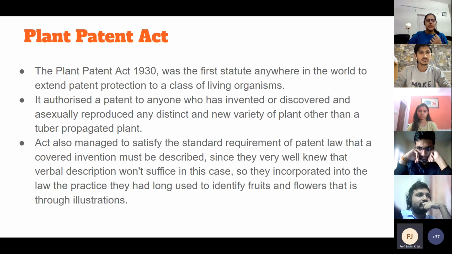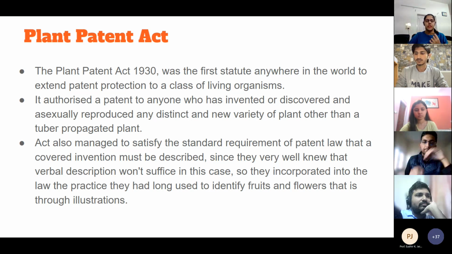The PPA 1930 was the first statute anywhere in the world to extend patent protection to a class of living organisms. It authorized a patent to anyone who has invented or discovered and asexually reproduced any distinct and new variety of plants other than tuber propagated plant.